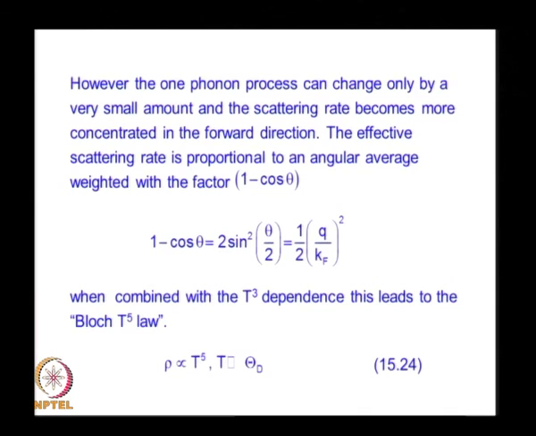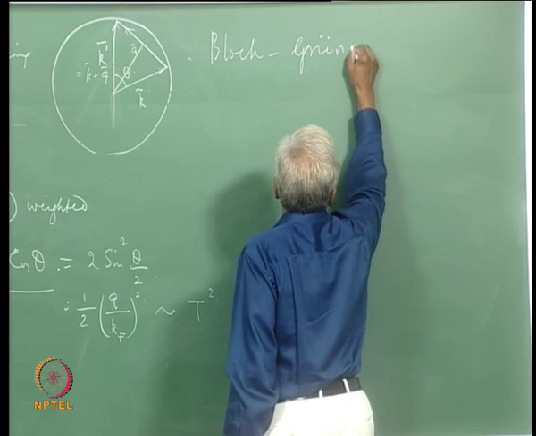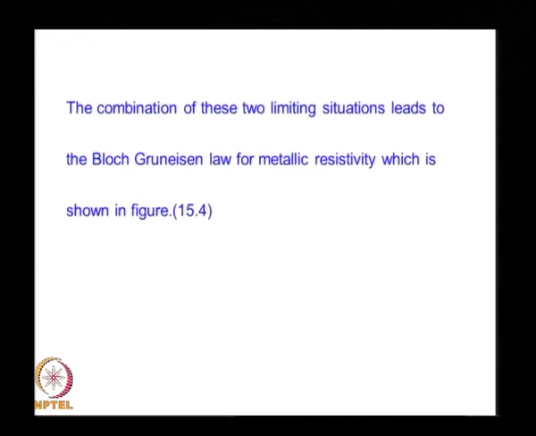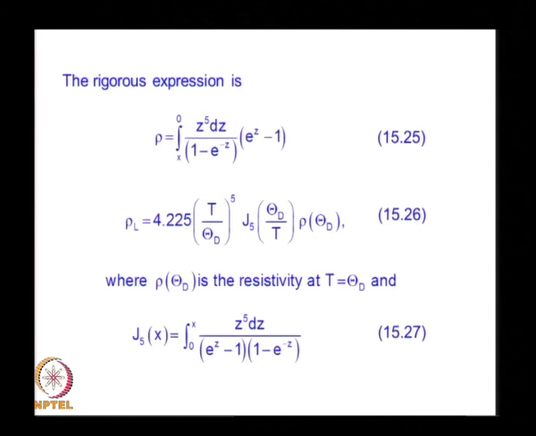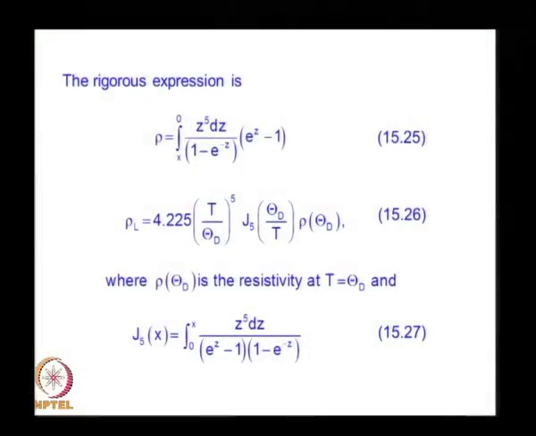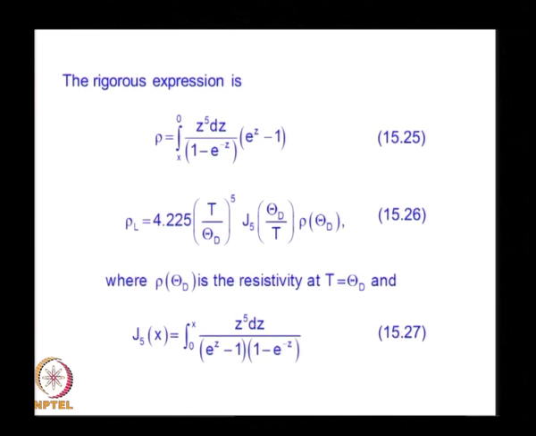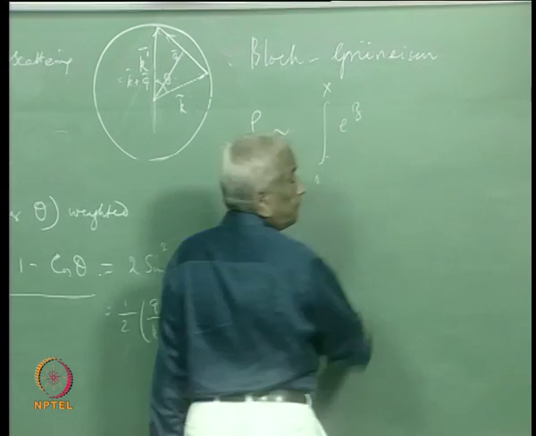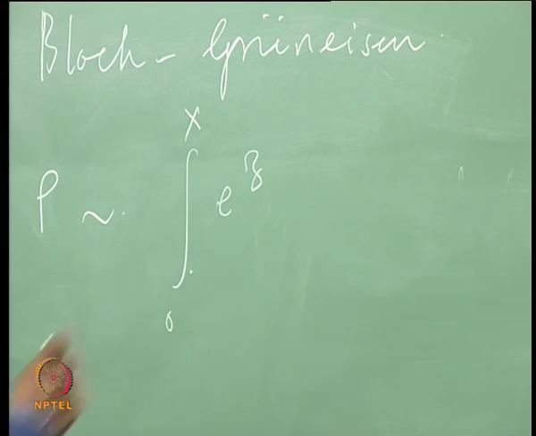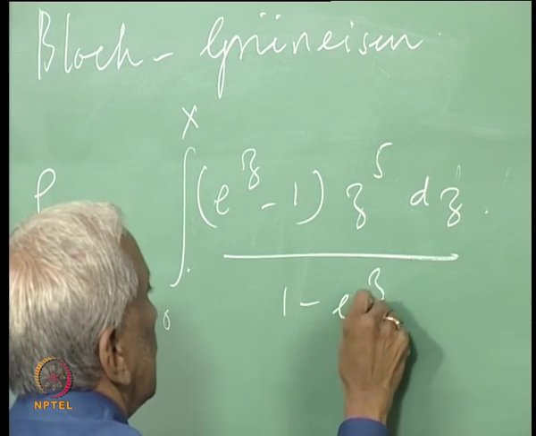The situation can be rigorously discussed. It has been done by Bloch and Gruneisen. They discuss this situation theoretically for all temperatures. Now, this leads to a rigorous expression which gives the electrical resistivity as an integral from 0 to x of z to the power 5 dz by (e to the power z minus 1)(1 minus e to the power minus z).